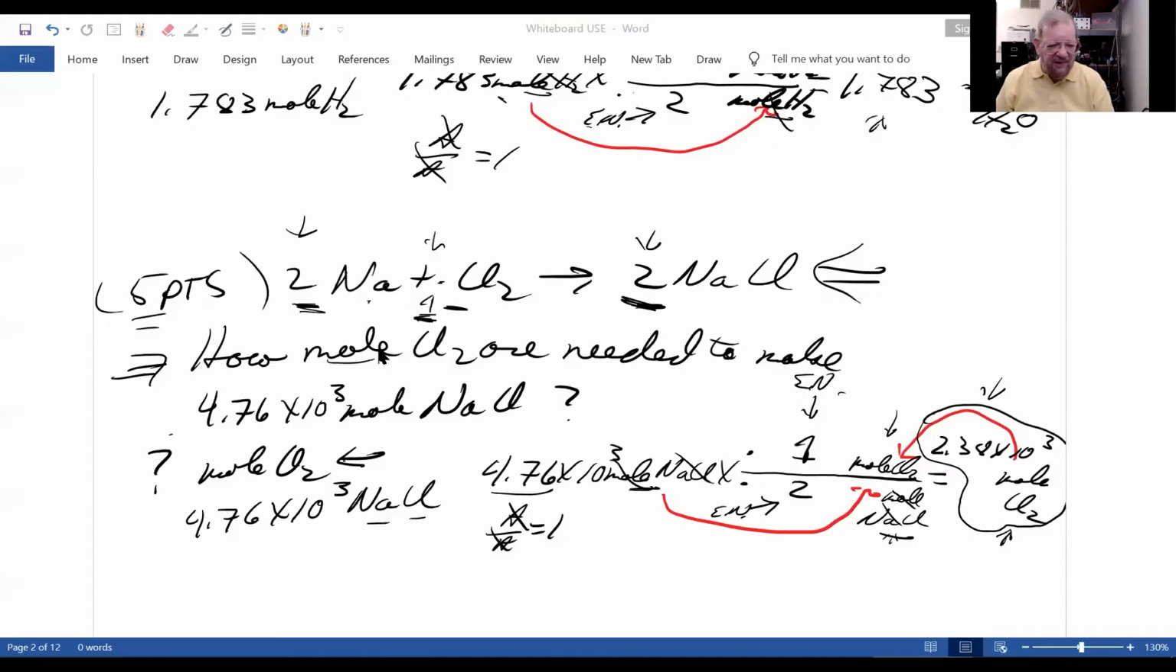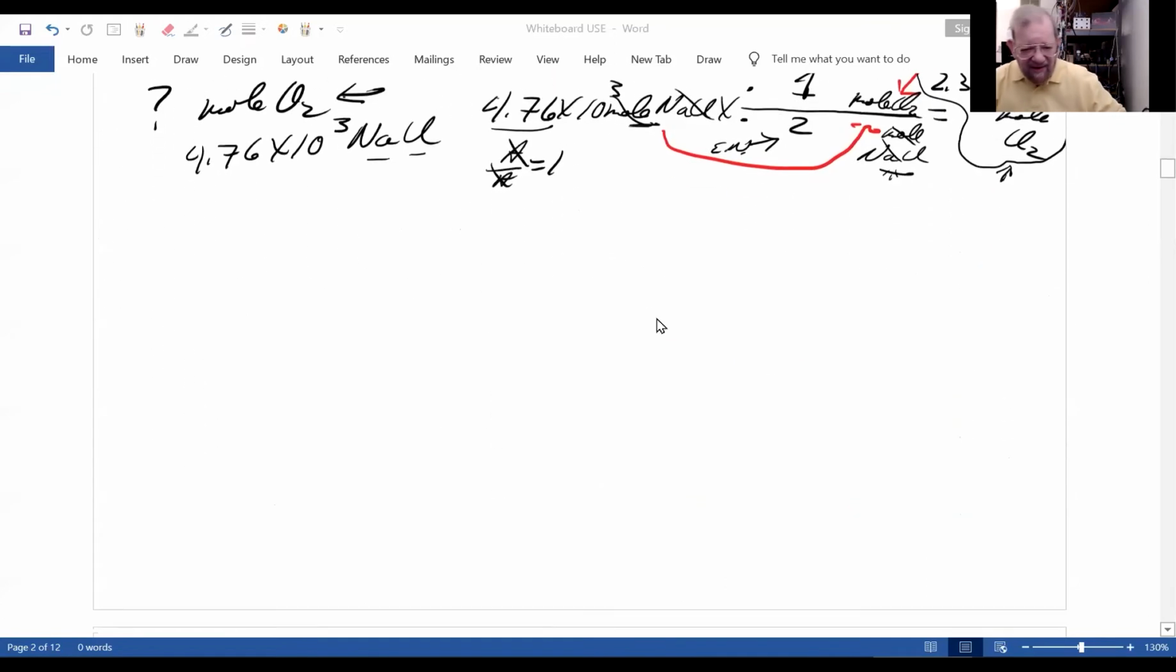All right, let's get back to what we're talking about. In a balanced chemical equation, the coefficients, the number in front of an element or molecule, give you molar relationships. Example, in the problem we just did, 2 moles of sodium react with 1 mole of chlorine to make 2 moles of sodium chloride.